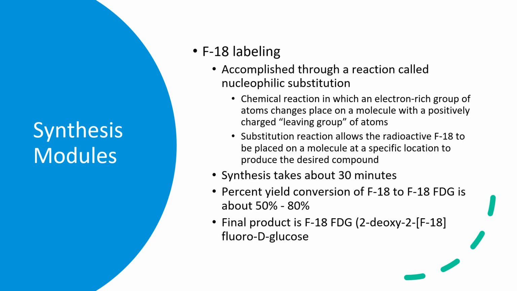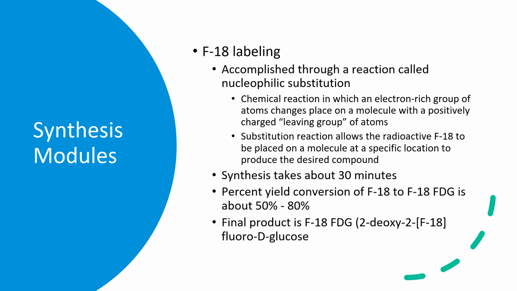With F18 labeling, this is accomplished through a reaction called nucleophilic substitution. The chemical reaction in which an electron-rich group of atoms changes place in a molecule with a positively charged atom. The substitution reaction allows the reactive F18 to be placed in a molecule at a specific location to produce the desired compound. So you're basically replacing the fluoride in deoxyglucose, or you're basically replacing that with a radioactive form of the fluorine.